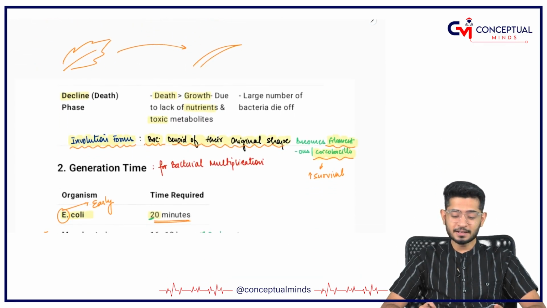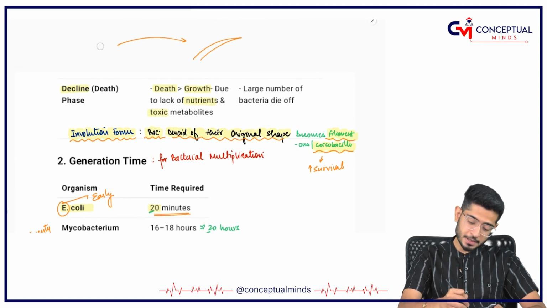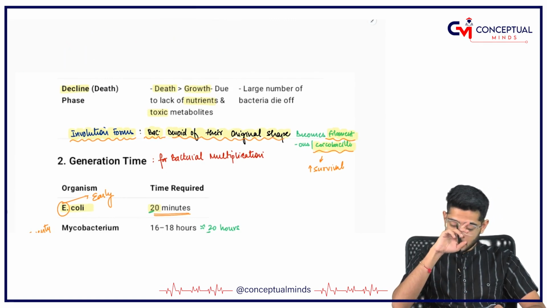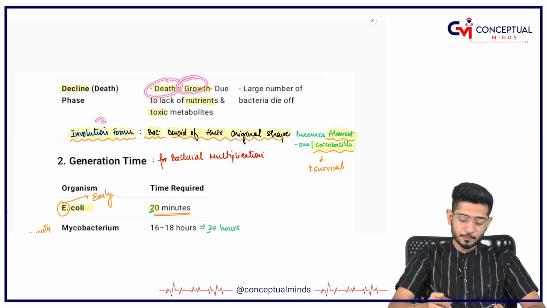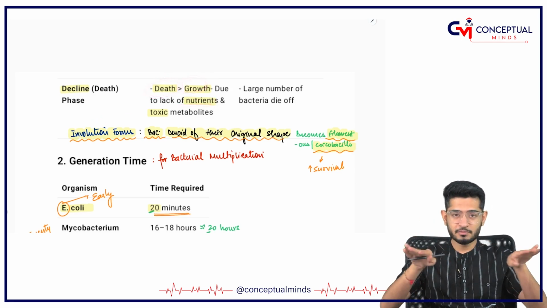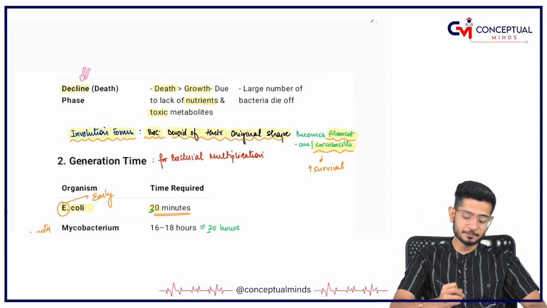Coming on to decline phase. Now what is decline phase? Decline phase is the dead phase. It is the phase where the death is more than the growth. Why? Because the nutrients are finished, the toxic metabolites are increased. That's why there is decline.